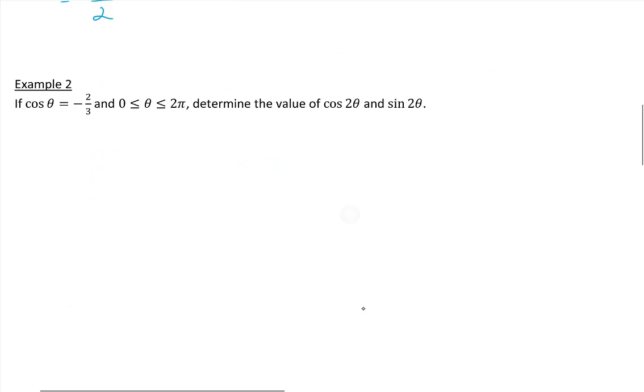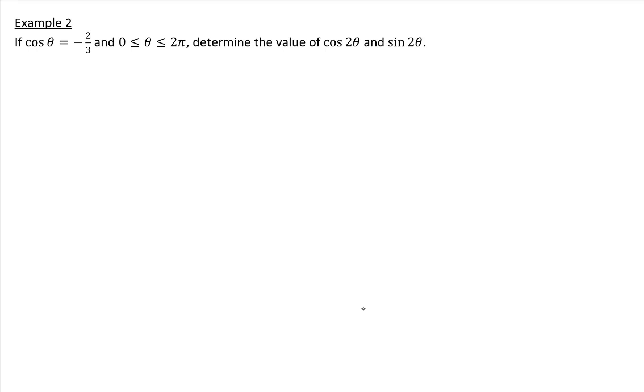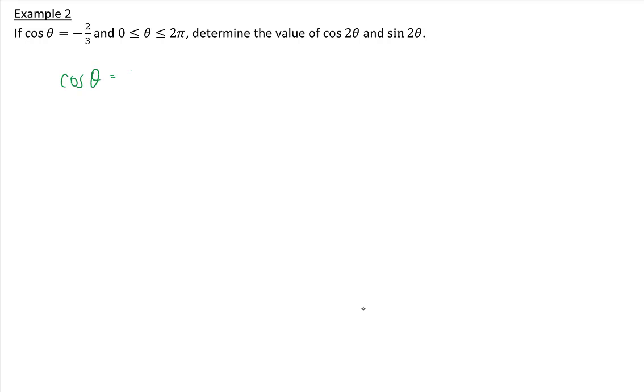All right, example 2. I want to evaluate cosine 2 theta and sine 2 theta, but all I know is that cosine of theta is equal to negative 2 over 3. First of all, let's work with that. So we have cosine theta is equal to negative 2 over 3, which recall is equal to x over r. And for this example, since our interval is from 0 to 2 pi, we have to look at two quadrants, quadrant 2 and quadrant 3.